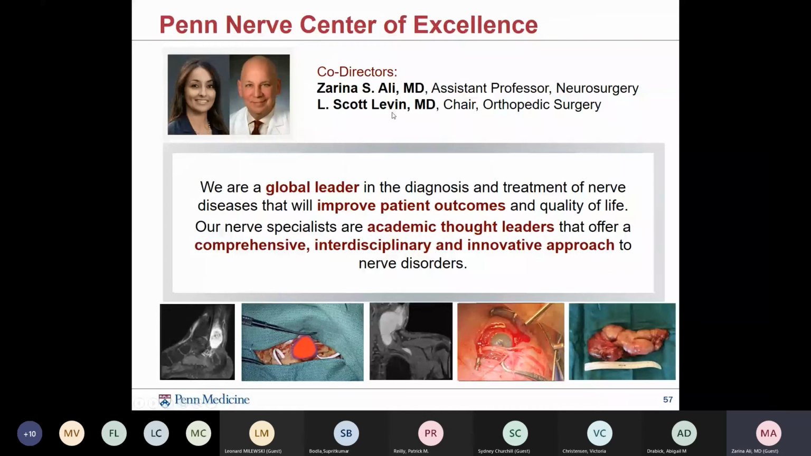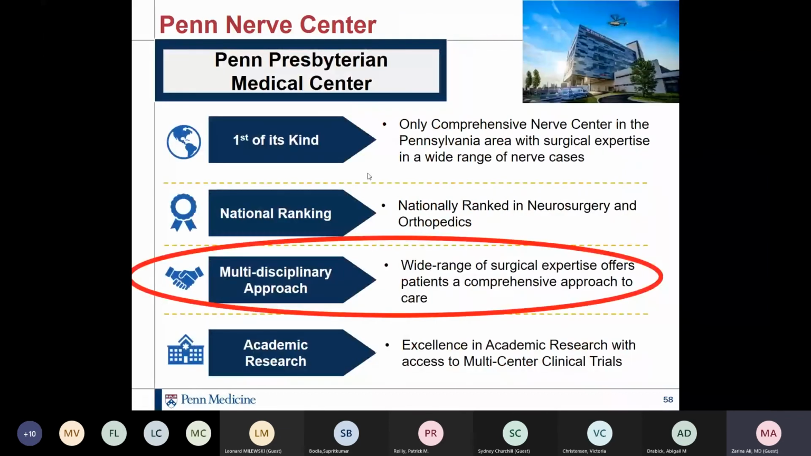So just a plug for our nerve center, we want these patients to be able to benefit from the comprehensive interdisciplinary approach we have to treatment of these disorders. I only showed a smattering of some of the traumatic injuries that we manage, but in addition to that, we treat patients with a variety of other nerve conditions, including nerve entrapments, as well as nerve sheath tumors.